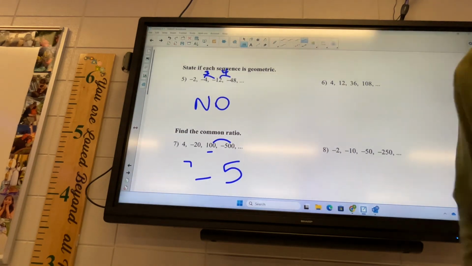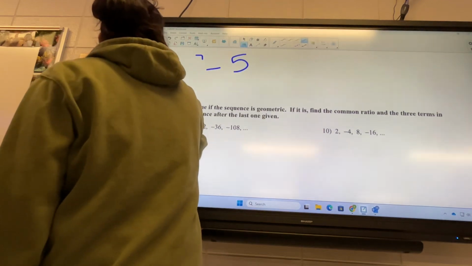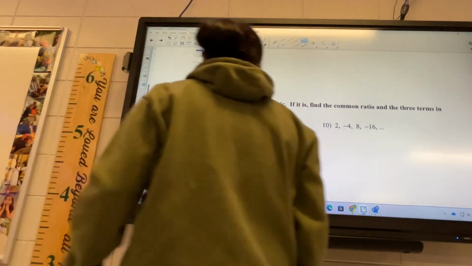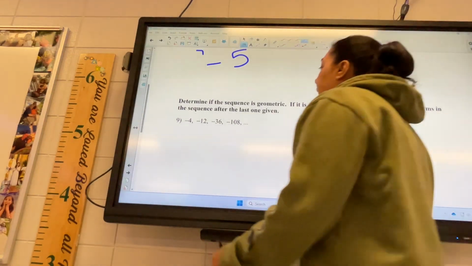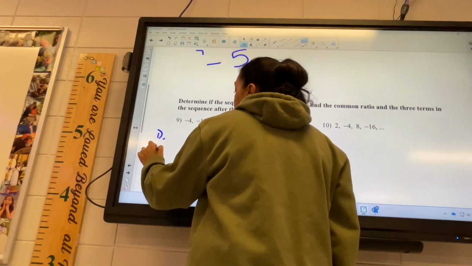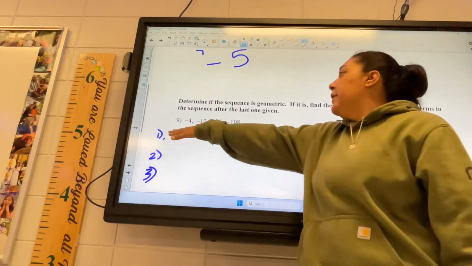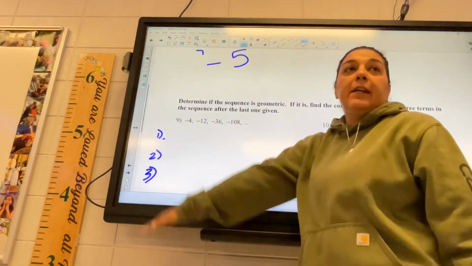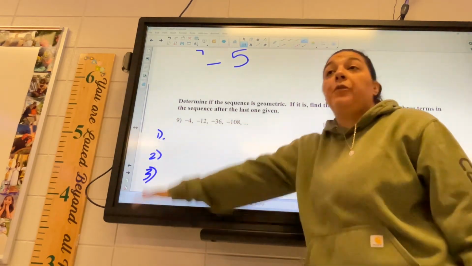Okay, number 9 says determine if it's geometric. So our first answer is going to be either yes or no. Determine if it's geometric. If it is, find the common ratio. And then find the next 3 terms. So there are 3 parts here. If we say no, it's not geometric, you can't answer any of the other parts. If this is a yes, you should answer all 3 parts.